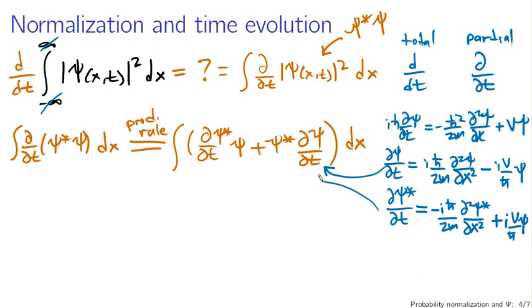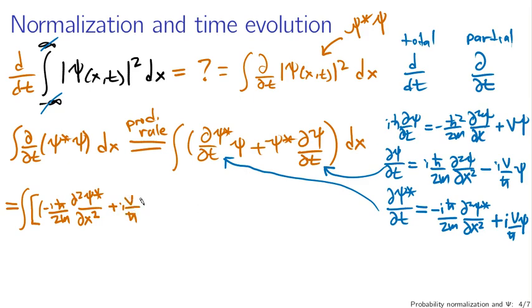And this can be substituted in for that. And what you get when you make that substitution, this equation isn't really getting simpler, is it? It's getting longer. What you get is the integral of something. I'll put an open square bracket at the beginning here. I've got this equation, minus i h bar over 2m, second partial derivative of psi star, partial x squared, plus i V over h bar psi star. That's multiplied by psi from here. So I've just substituted in this expression for this.